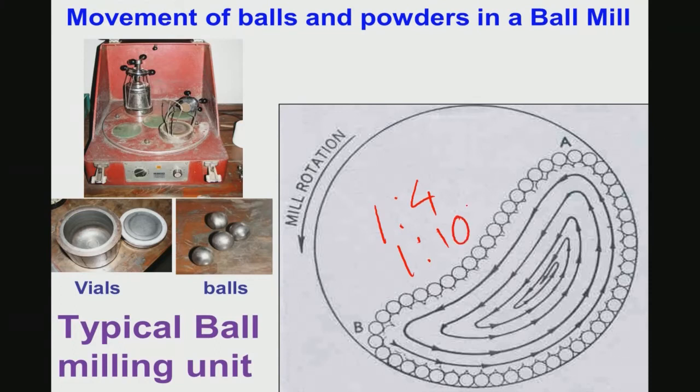So, that means if you want to mill 50 gram powder, you must add 200 grams of the ball, so that you can ensure efficient milling of the powders. So, the powder milling has two purposes. One is to reduce the particle size, that means you start with the micron size powder, you expect that at the end of the ball milling you get submicron sized powders, that is the number one.